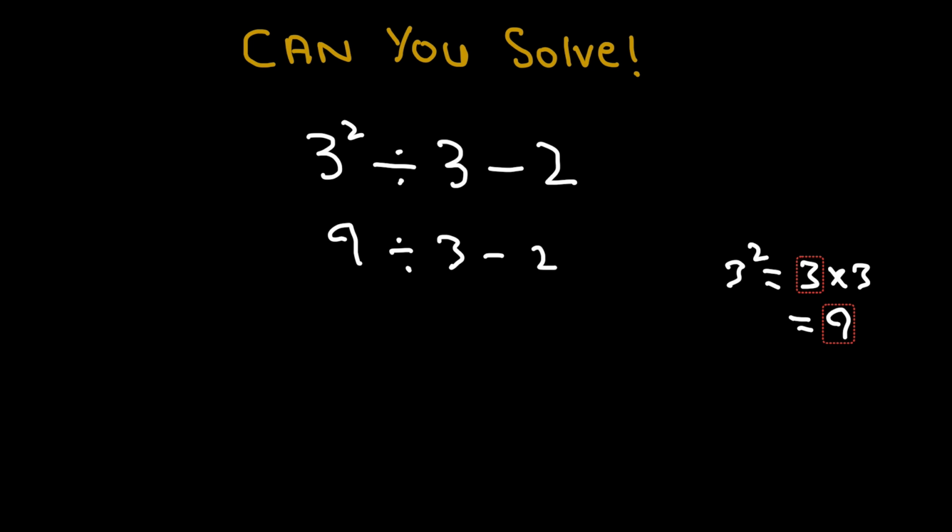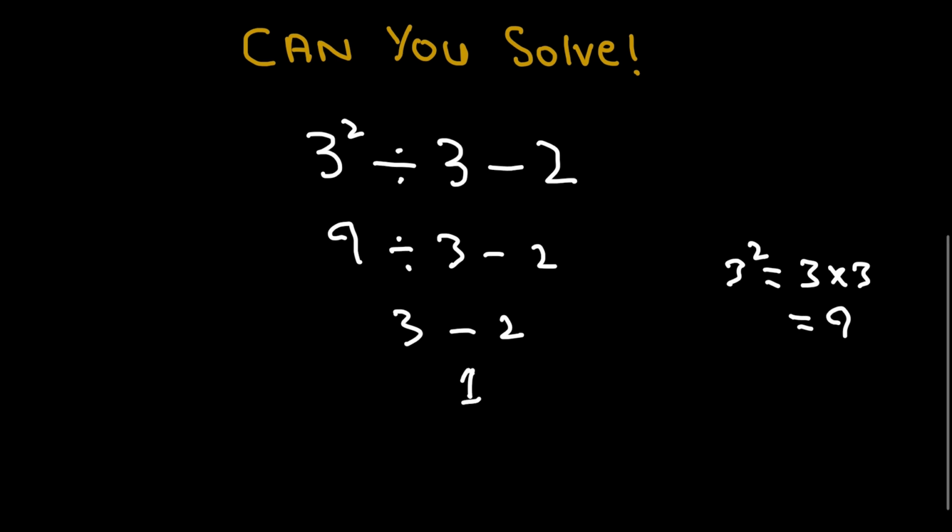So now in this example only two arithmetic operations remain, division and subtraction. So first we simplify the division. 9 divide 3, it means 3, and minus 2. Okay, so 3 minus 2 is 1. So 1 is the final answer of this question.